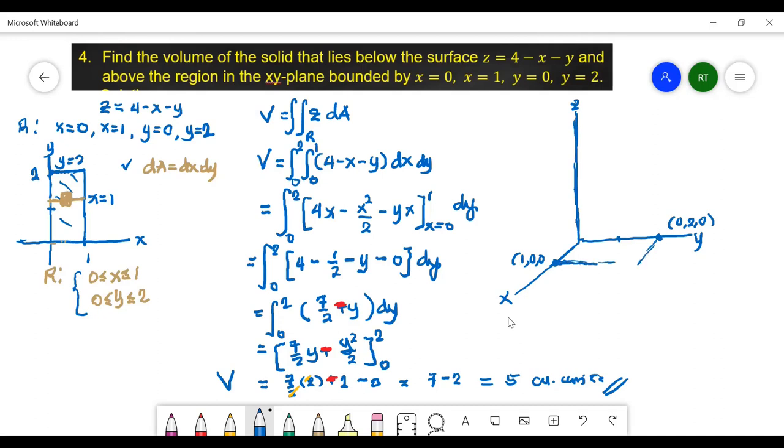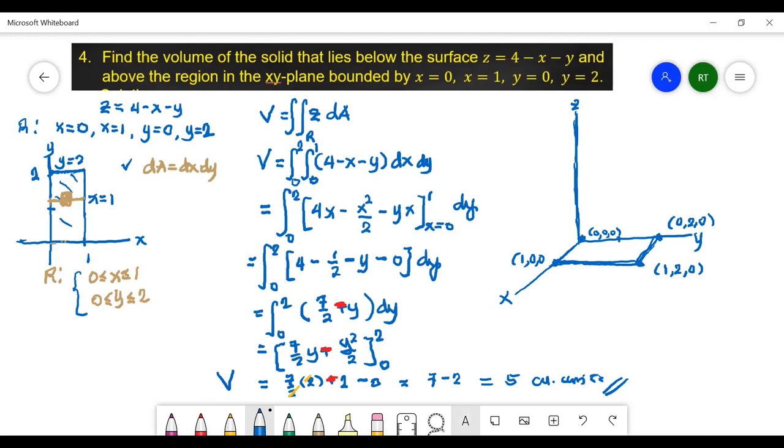The two lines, x is equal to 1 and y is equal to 2, will meet at a common point. And this common point is at 1, 2, 0. Okay. And of course, this is the origin, 0, 0, 0. We will just project the four vertices to the plane para mas madali. Okay, now, let us have the projection.